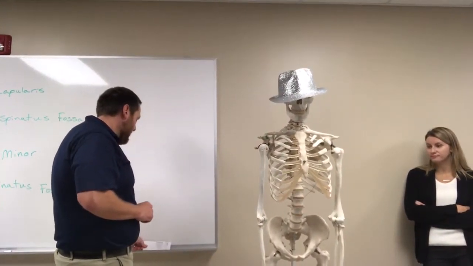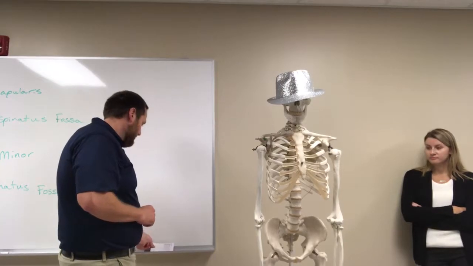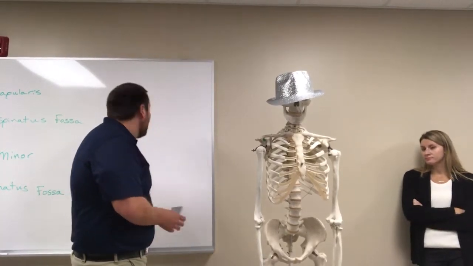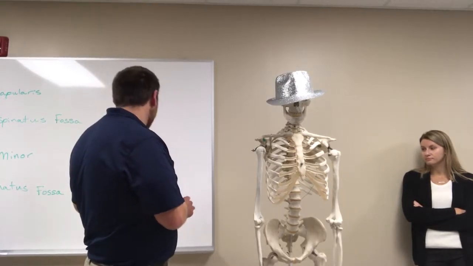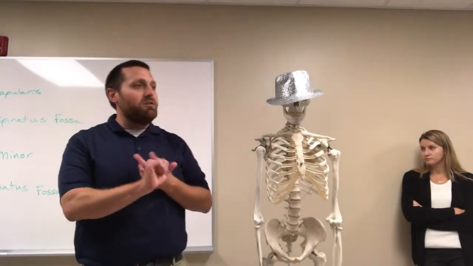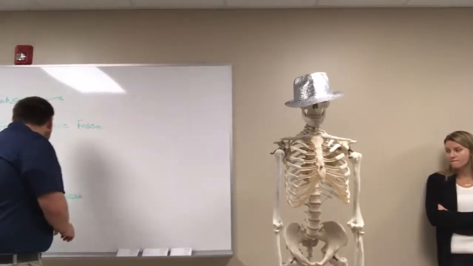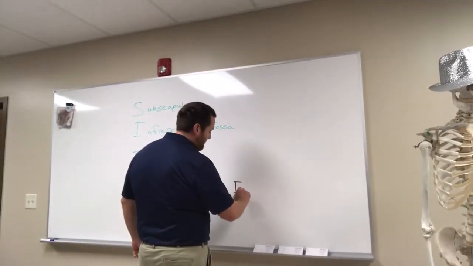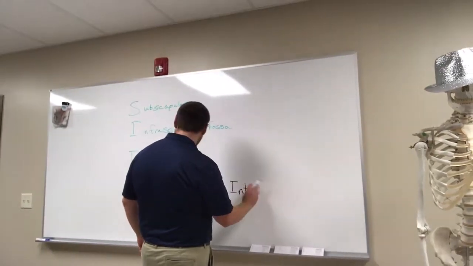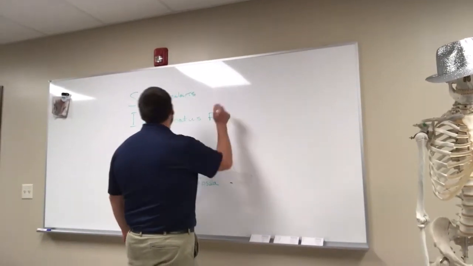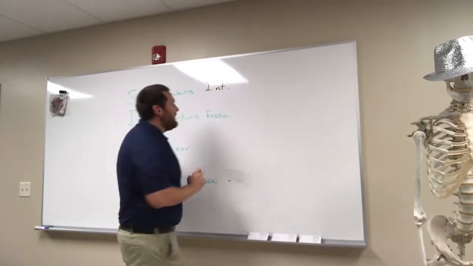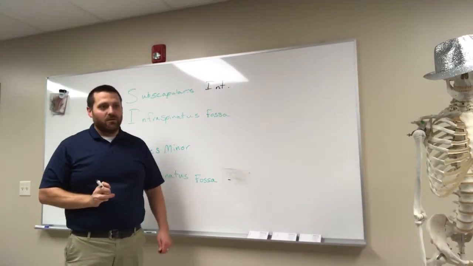Let's talk about the other muscle that does some rotations. We have two that do, so I want to make sure we understand. We know that subscapularis is internal rotation. It is the only one that does internal rotation that we're going to talk about.